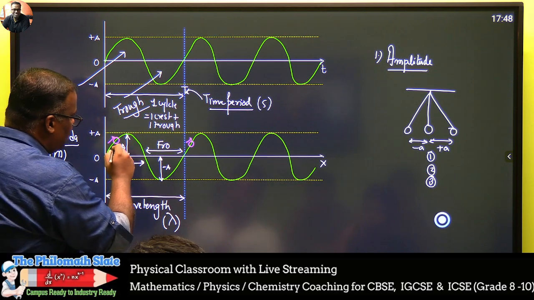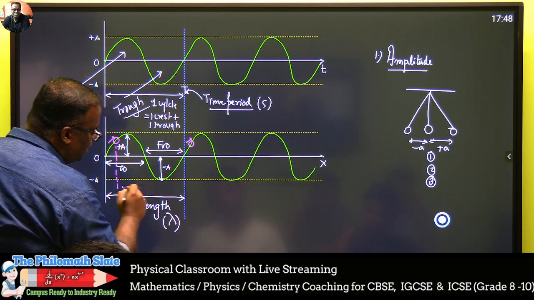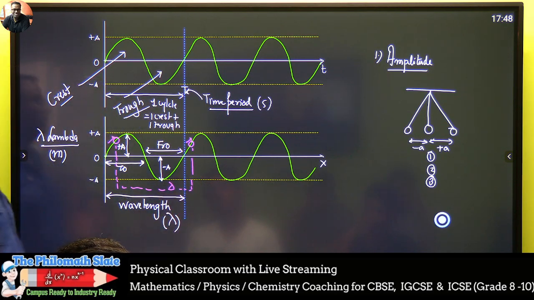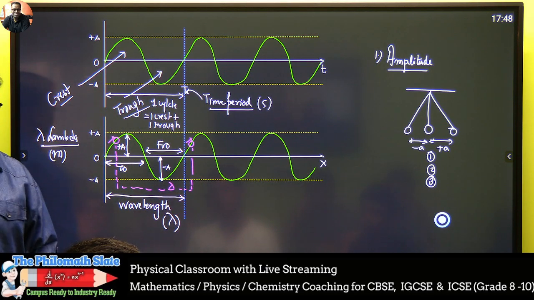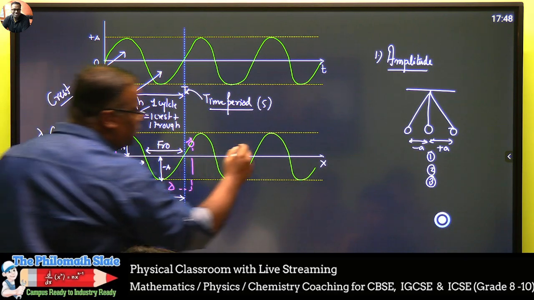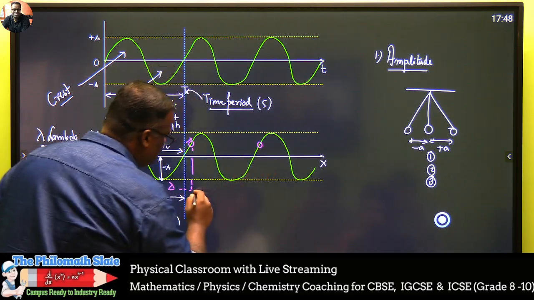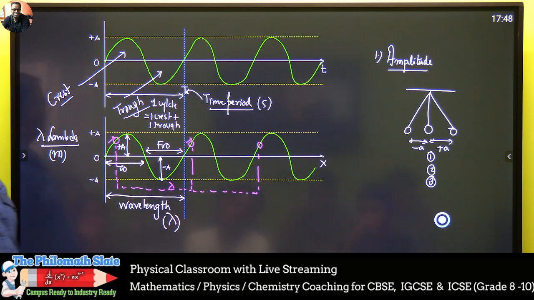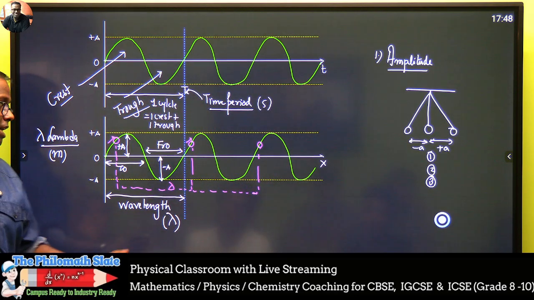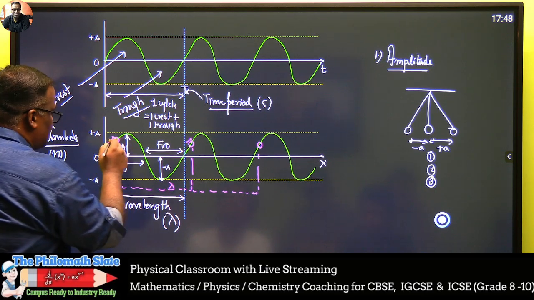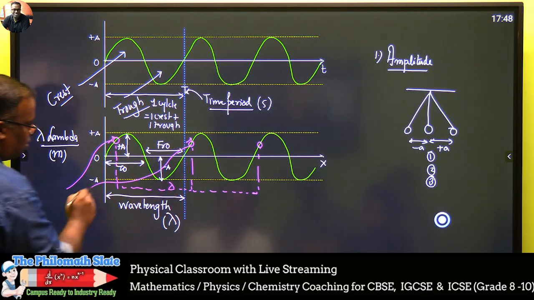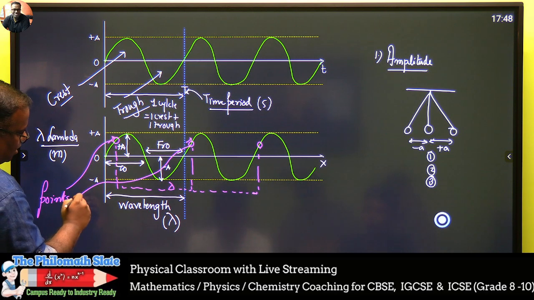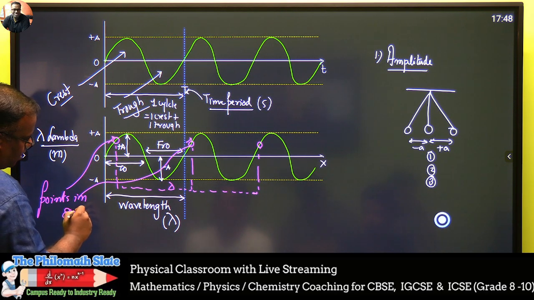So if someone measures from here to here, this is also the same wavelength lambda and one cycle. और अगर मैं यहां तक मेजर कर लूं, ये हो जाएगा 2 lambda, double the wavelength. Is this clear? Such points are called points in same phase.